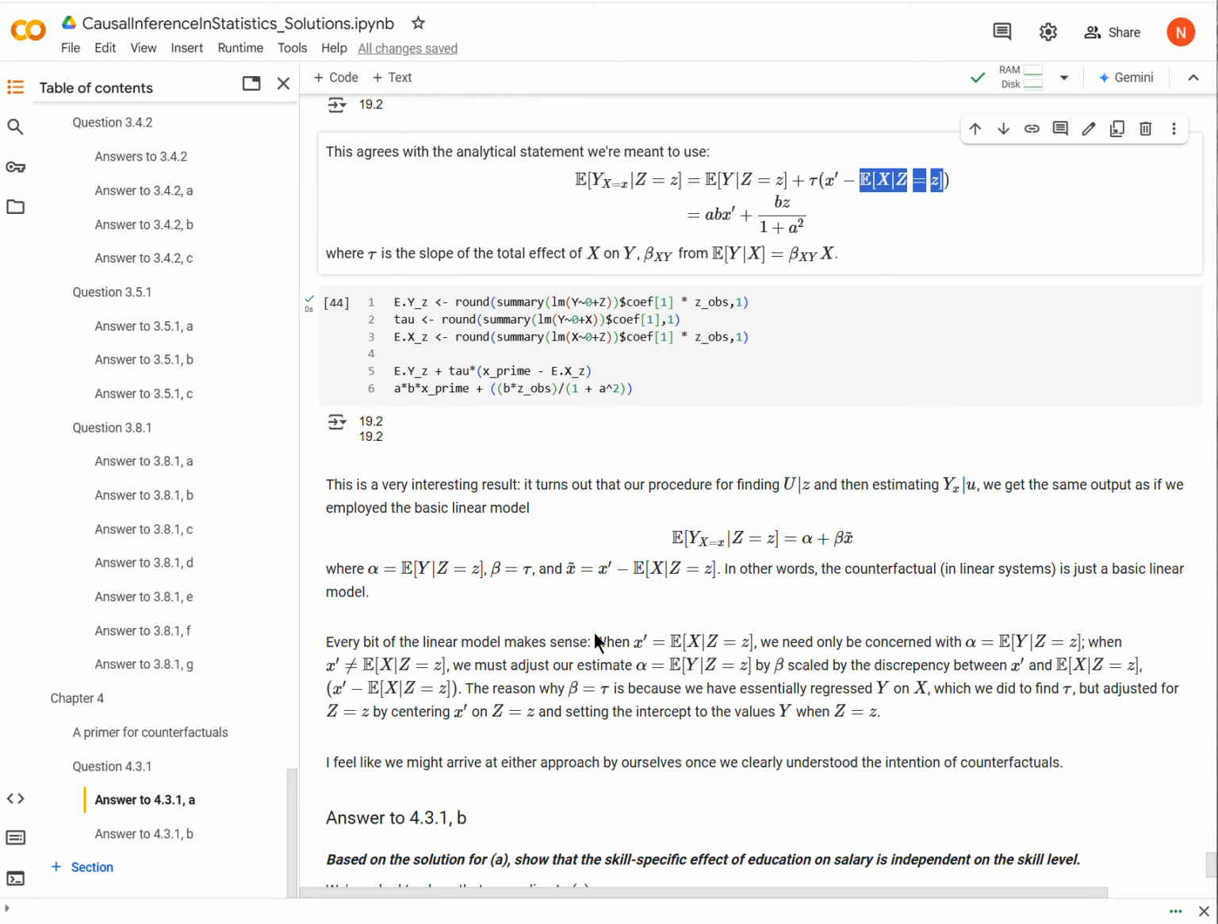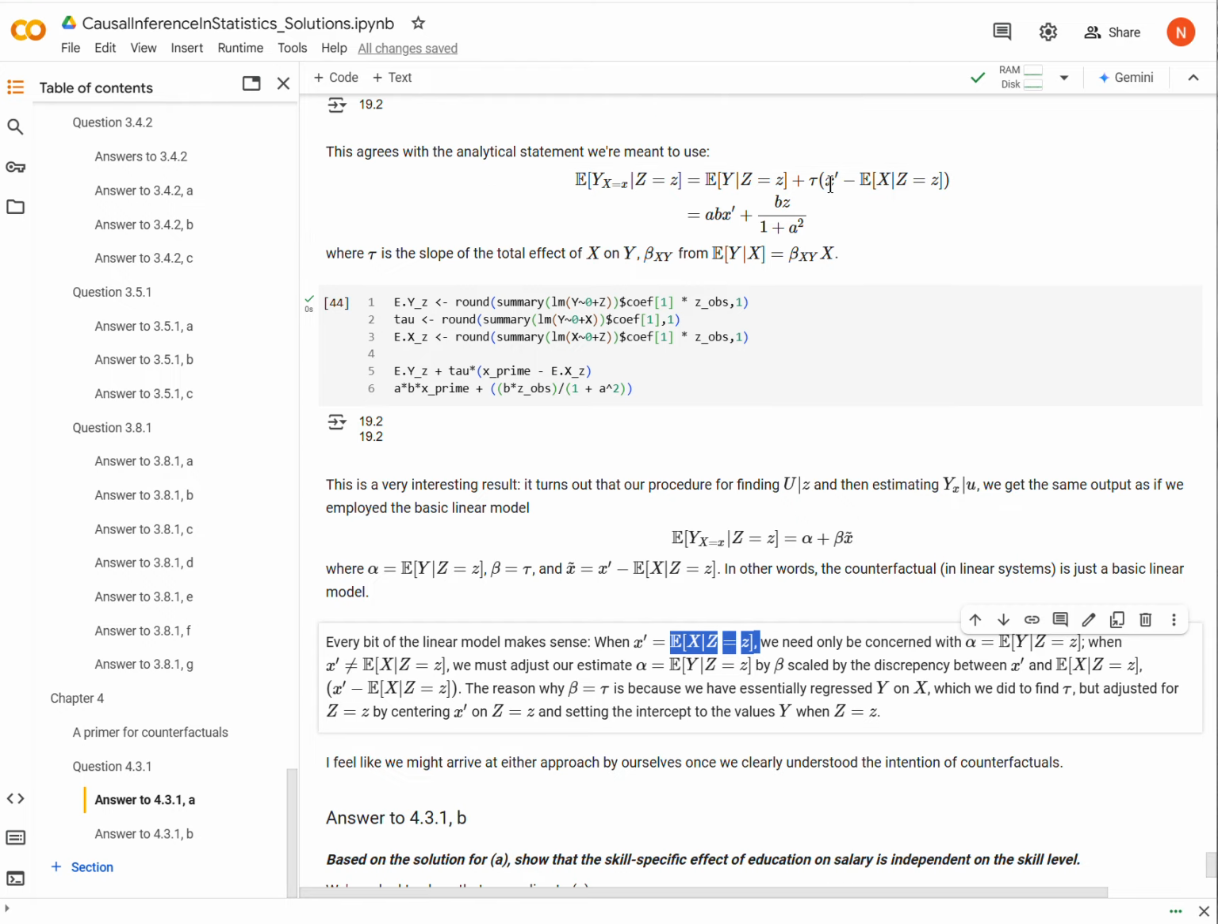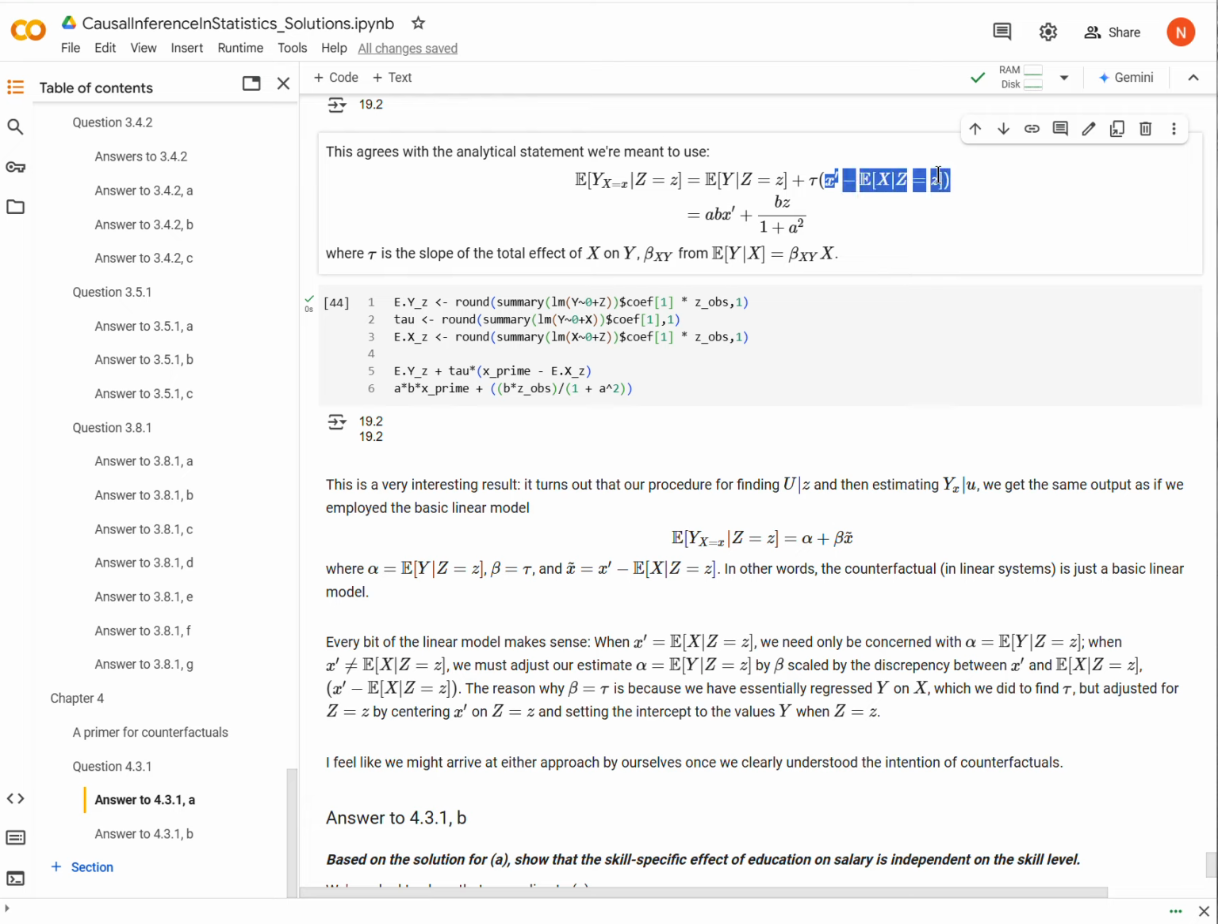Okay, so the reason I find this interesting is because every bit of this idea makes perfect sense. Let's just think about this here. When x prime equals the expected value of x when z equals z, well then this term is 0, which means that this whole term is 0, which means that the expected value of y when x equals x is just the expected value of y when z equals z.